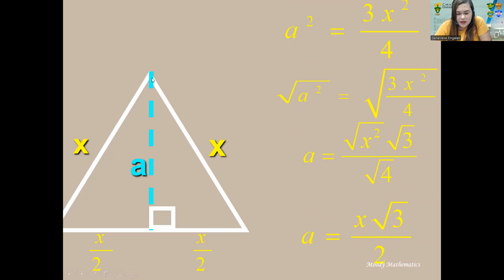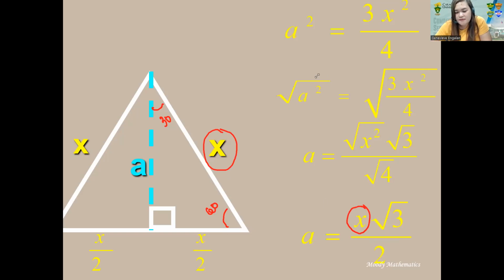Okay. So this means the height, or the side opposite the 60 degree angle, since this is the 30, this is the 60. So the side opposite the 60 degrees will be 1/2 of the hypotenuse times square root of 3. So half of the hypotenuse times square root of 3.